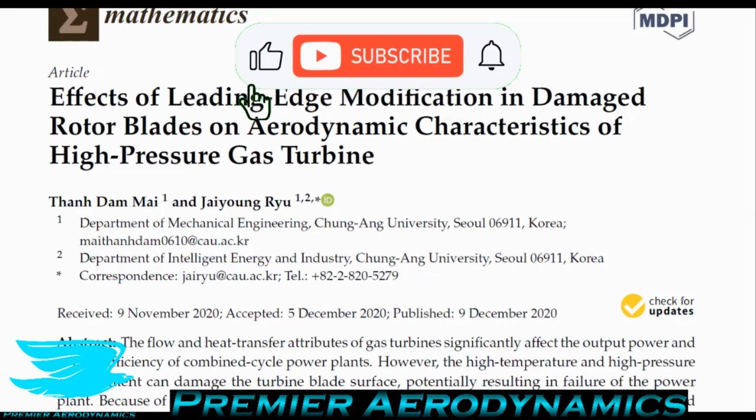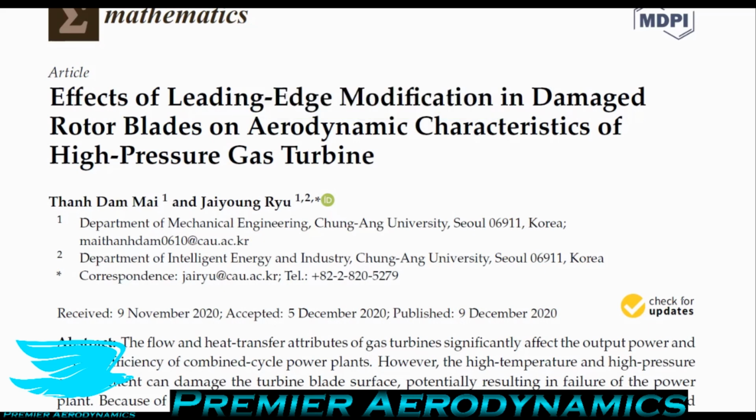This is Premise for number 65, and today we're talking about how damaged rotor blades affect the aerodynamic characteristics of the turbine. And to do that, we're going to be looking at a paper called Effects of Leading Edge Modifications in Damaged Rotor Blades on Aerodynamic Characteristics of High Pressure Gas Turbines. And the link can be found in the description.